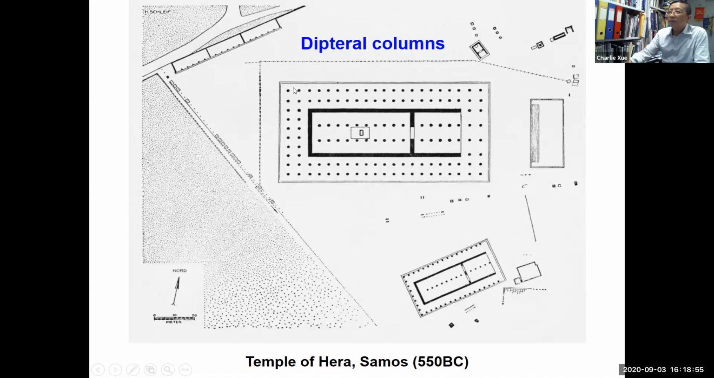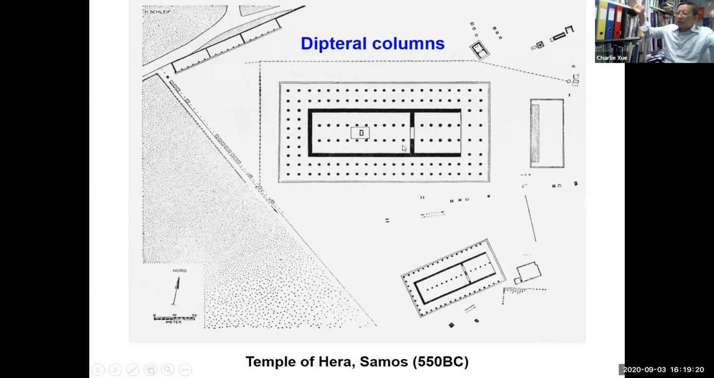So the columns, this is the Temple of Hera, another temple. We can see there are two layers of columns surrounding this temple. And inside the temple, in the sanctuary, there are still columns. Why are the columns so dense?